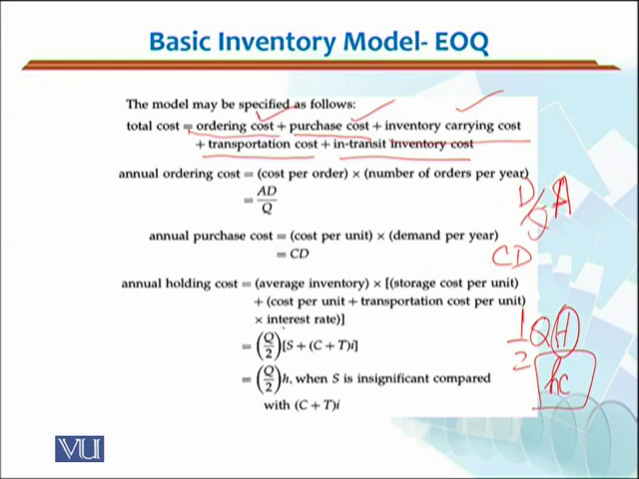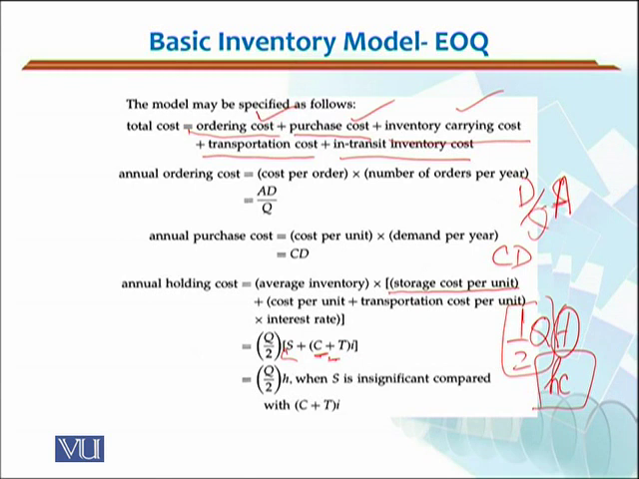So Q over 2 would be the same as before, 1 over 2 Q. So that is Q over 2. Then we have used S as a symbol for the storage cost per unit. Then plus the cost per unit C plus the transportation cost into I. That will actually give you the total holding cost, including your transportation cost.